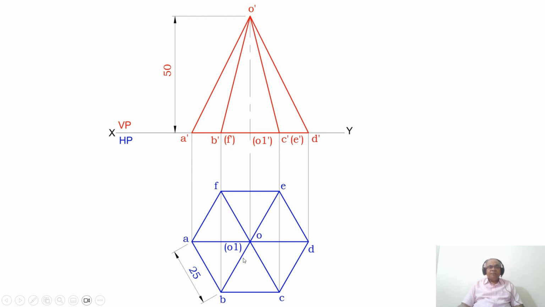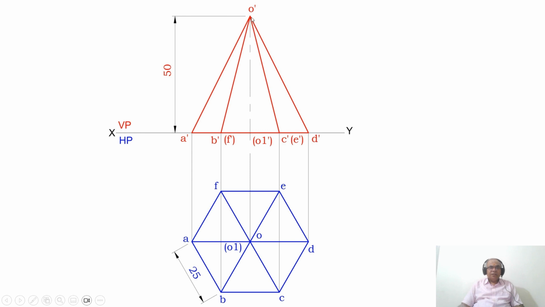Then, since we have joined OA, OB, OC, OD, OE and OF in the top view, similarly in the front view you join O dash to A dash with a dark line, because O dash is a visible point and A dash is a visible point. So visible to visible is visible, so you draw it dark. Similarly, O dash is a visible point and B dash is a visible point.